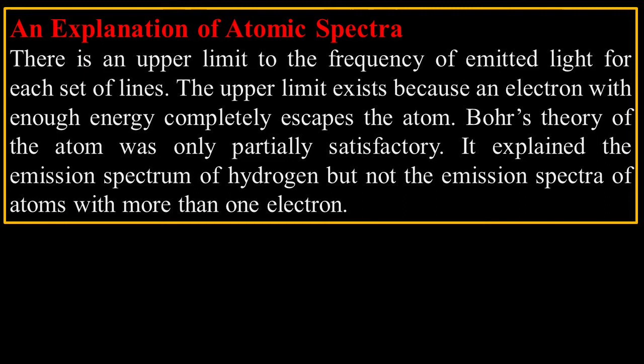There is an upper limit to the frequency of emitted light for each set of lines. The upper limit exists because an electron with enough energy completely escapes the atom. That would be the ionization energy.